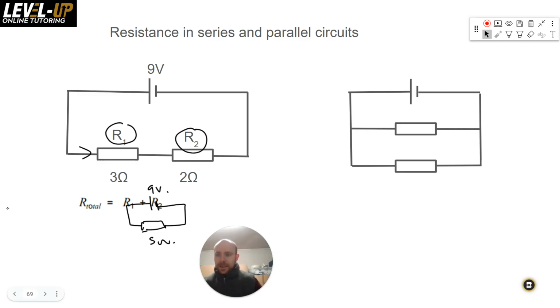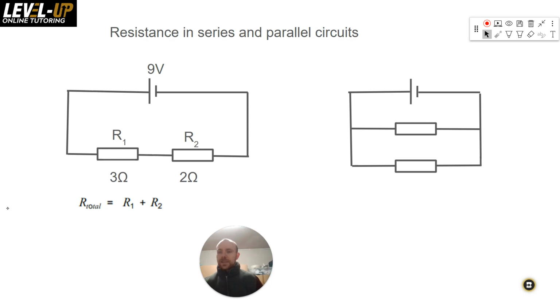And yeah, there's the circuit there. There's a formula you do need to be aware of. R total is R1 plus R2 plus R3 plus R4. You could keep going. You could keep adding more resistors in series, and that's how you work it out.